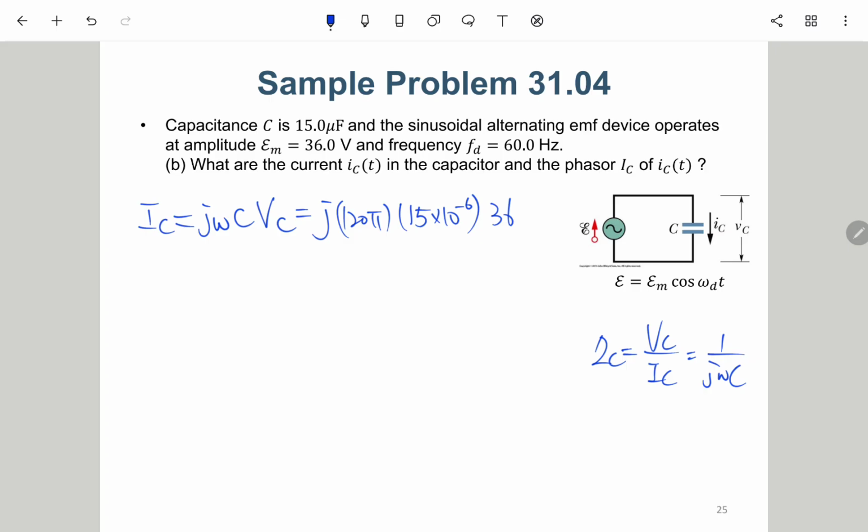Okay, so actually this is j 0.203. Okay, j 0.203. So this is the phasor. Okay, this is the phasor. And then if we need to convert it back to the time domain function, so actually this thing will be 0.203 exponential to j pi over 2.